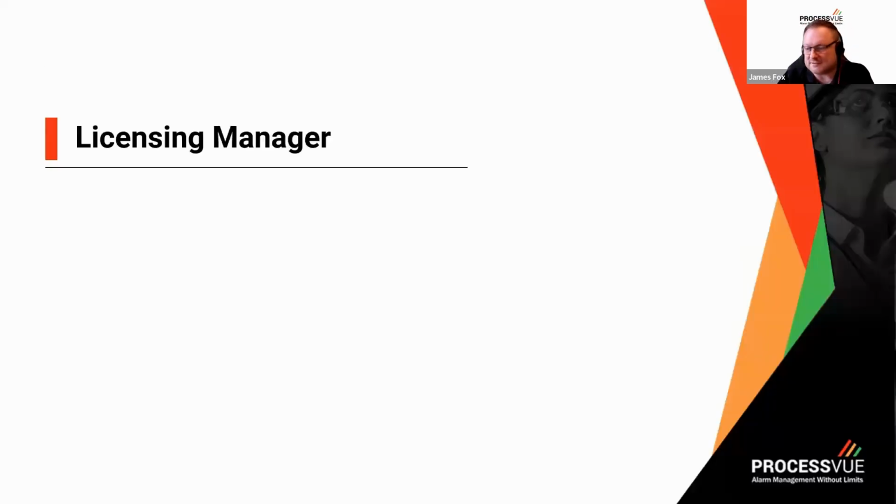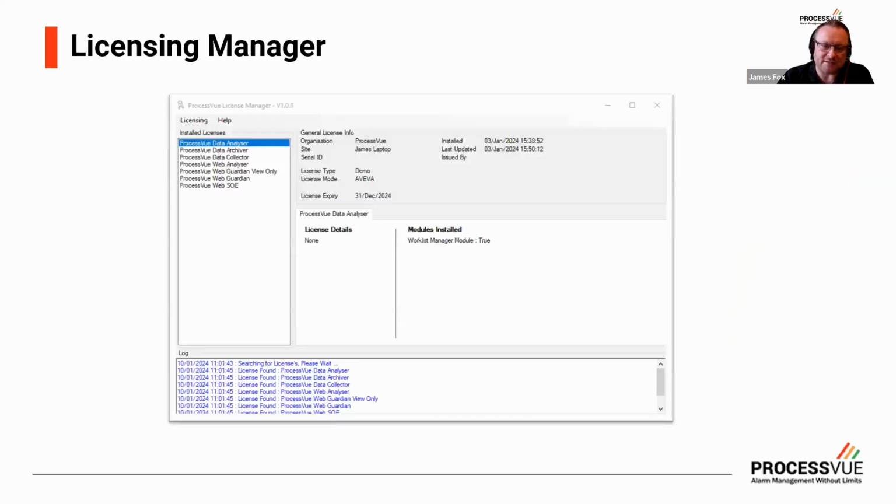The next enhancement I'd like to talk about is the licensing manager. We've implemented a new licensing manager. We're simplifying the whole approach to licensing ProcessVue. In the past, if you were licensing ProcessVue software, you would have a series of license files. You could end up with 5 or more separate license files, which would have their own path that you would need to install. And this could make licensing ProcessVue fairly complicated. So we've simplified the whole process.